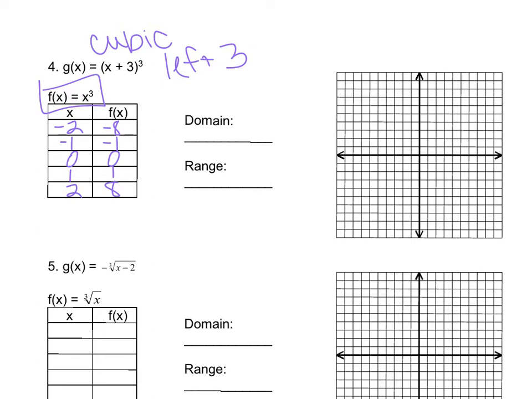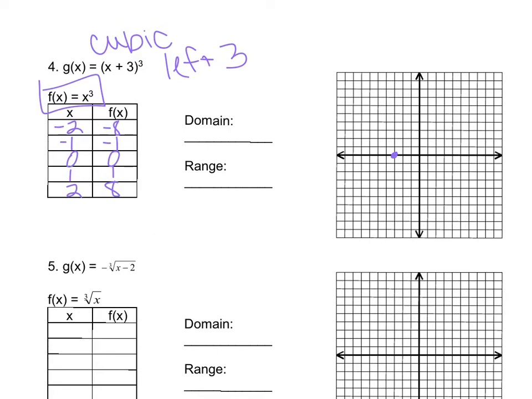Okay, so we're going to shift our 0, 0 point. That'll shift also the origin, same thing. We're going to shift left 3. There's our new 0, 0 point, also the new origin. And then notice we don't have a stretch, a shrink, or a reflection. So we're not having to change those values from our parent function.